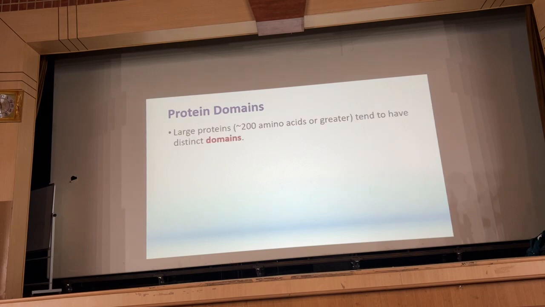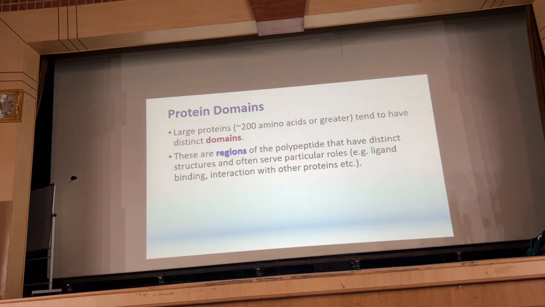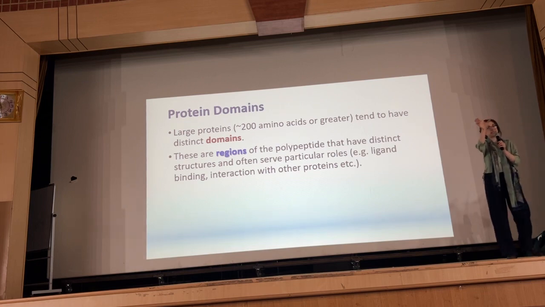Okay, so we have protein domains. This is a little different. A protein domain usually happens in large proteins. A domain is different from subunit. A domain is a region of the same polypeptide chain. One polypeptide chain, certain parts of it have certain functions.